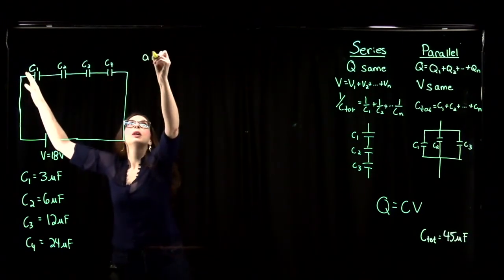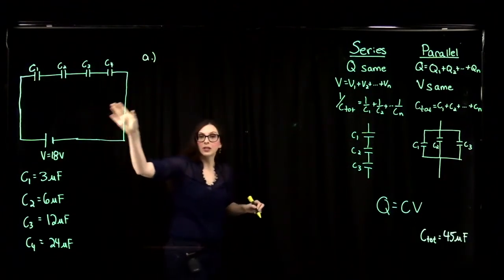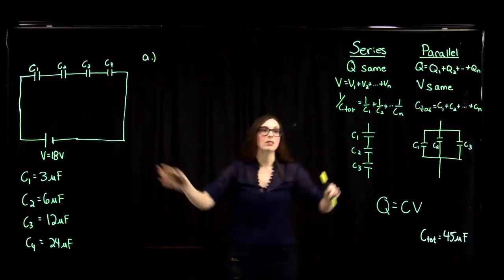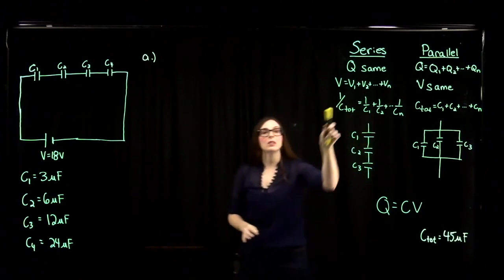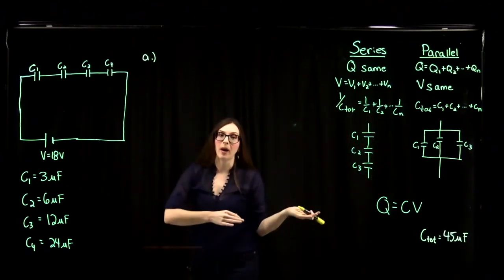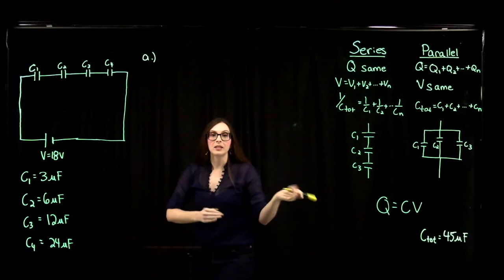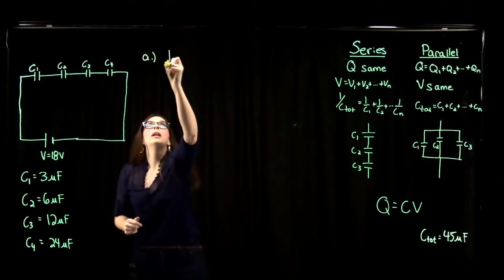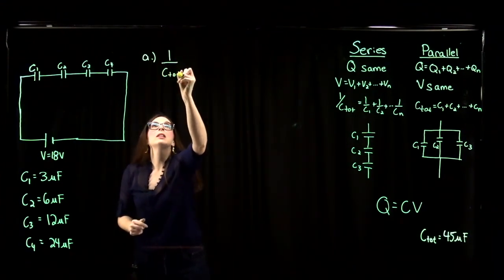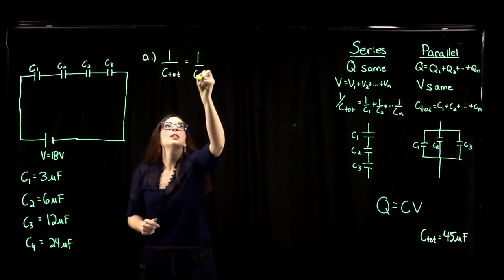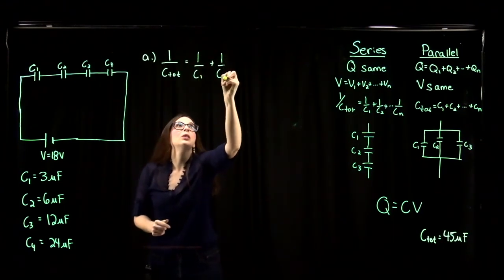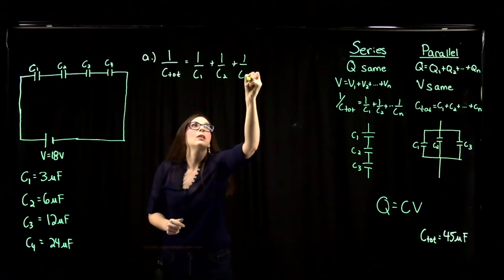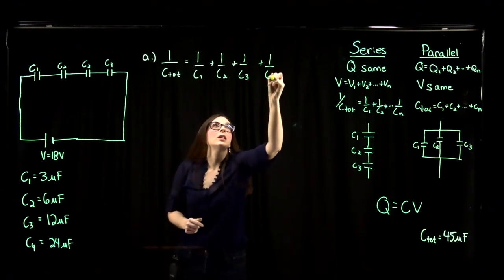Now, for our capacitors in series, the total capacitance is way more complicated than it is for our capacitors in parallel. In series, we're going to have 1 over our total capacitance equals 1 over C1 plus 1 over C2 plus 1 over C3 plus 1 over C4.